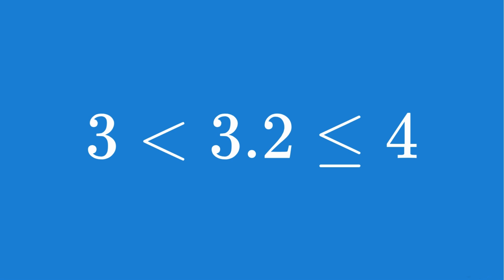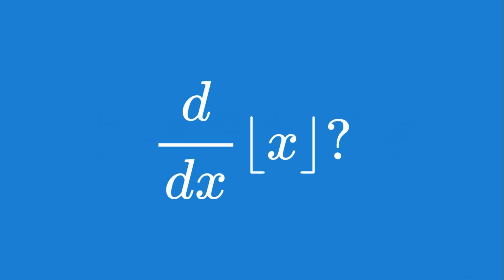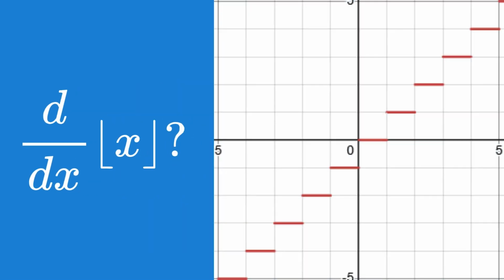Now let's talk about something intriguing, the derivatives and integrals of floor and ceiling functions. Due to their step-like nature, floor and ceiling functions are not differentiable at any integer points. This is because they have abrupt jumps, breaking the smoothness required for traditional derivatives.